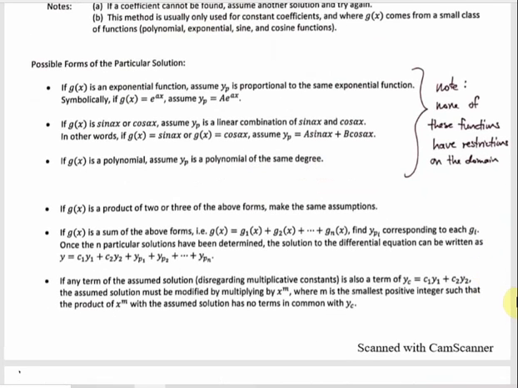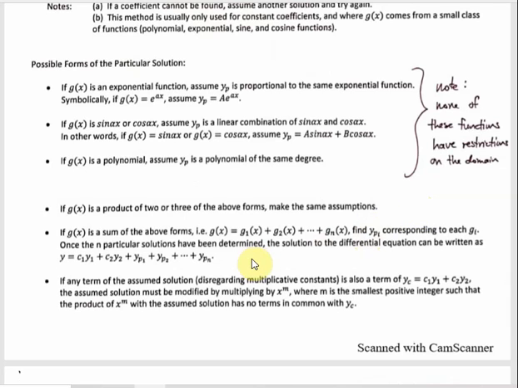Down here, these are some extra things that will come up if your function on the right side of the equation is a product of some of the above forms. You make the same kinds of assumptions. Sometimes you can reduce the number of arbitrary constants that you have to solve for, which is nice. But that just means, what if you have x sine x? Then you would have (ax plus b) times (c sine x plus d cosine x), all in parentheses. So you would have to involve both forms.